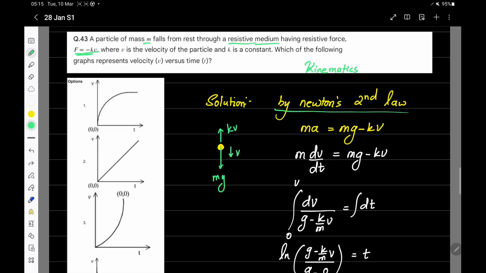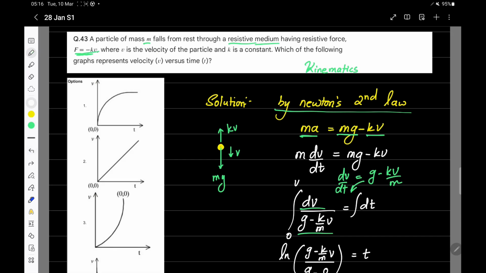So if we apply Newton's second law of motion, mass into acceleration, ma, is equal to downward force mg minus upward force kv. So now I'll write acceleration as dv by dt, equal to mg minus kv as it is. I'll divide the entire equation by m. So we are going to get dv by dt is equal to g minus kv by m. And then I will rearrange the terms. I'll bring the v terms together. dv divided by g minus k by m into v is equal to, I'll bring dt to the RHS.